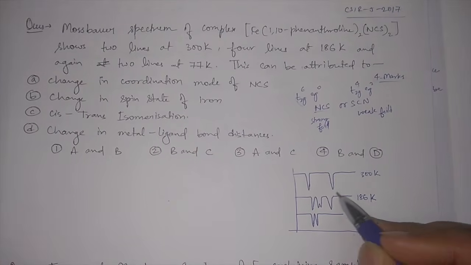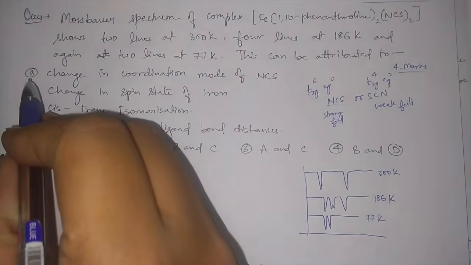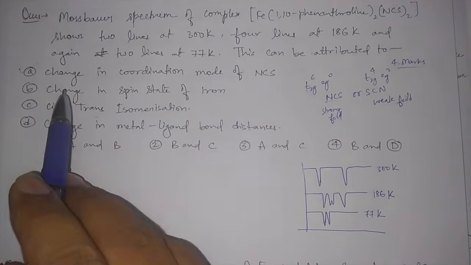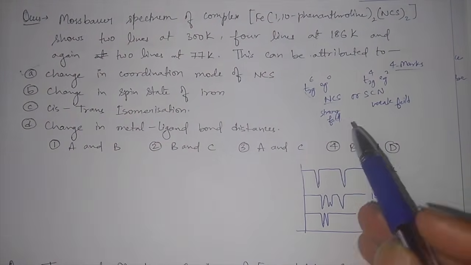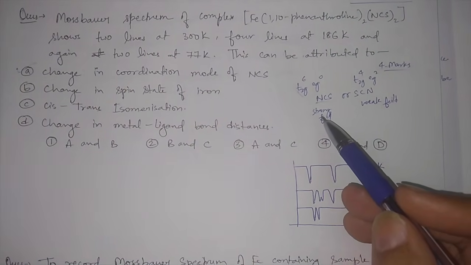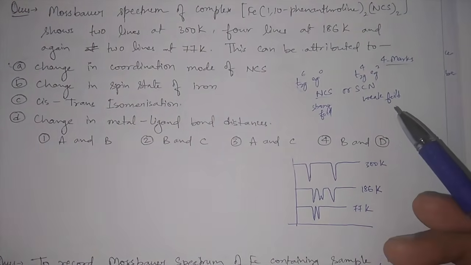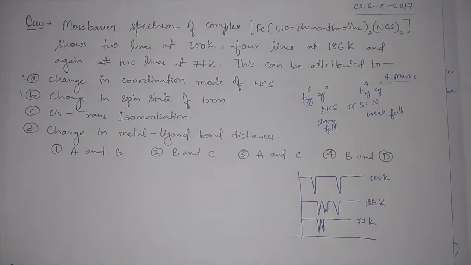The 2 things which are possible over here are, first, the change in coordination mode of NCS. And why is this happening? Because the spin state of iron is changing: once it is in strong field and once in weak field, so once it is low spin and another time it is high spin. So these 2 effects, A and B, are causing this to happen.